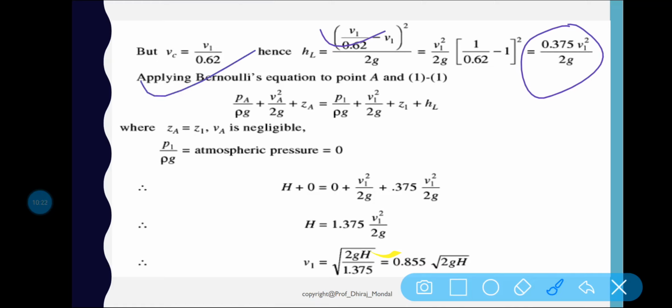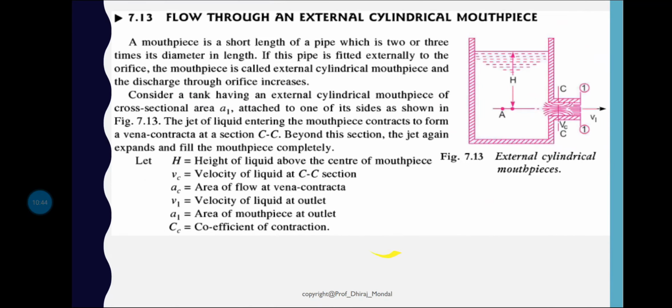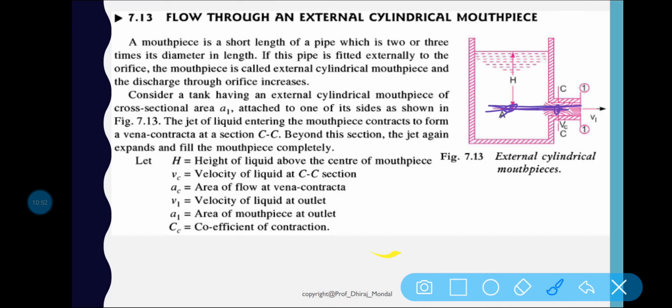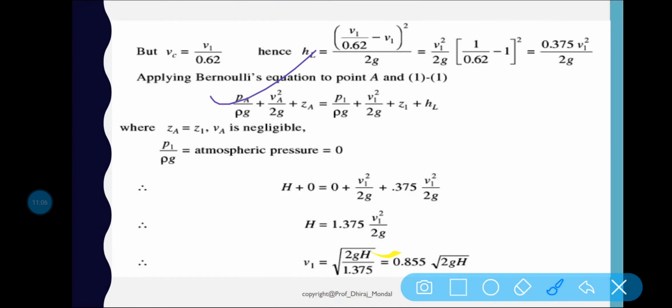Now applying Bernoulli's equation between point A and point 1: Pa by rho g plus Va square by 2g plus Za is equal to P1 by rho g plus V1 square by 2g plus Z1 plus HL. Why have I written Pa by rho g? Because the pressure at this point is equal to the pressure at this point, at the same height. Za is the datum height with respect to that point. HL is taken because we are applying the modified, practical or real Bernoulli's equation.